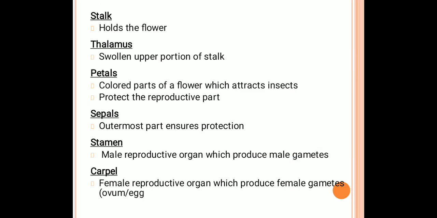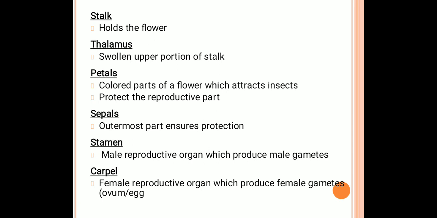The next one is the stalk. What is the main function of the stalk or pedicel? It holds the flower. That is the main function of the stalk. And then the thalamus. What is it? It is the swollen upper portion of the stalk. The flower is present on it; the basement of the flower is the thalamus.